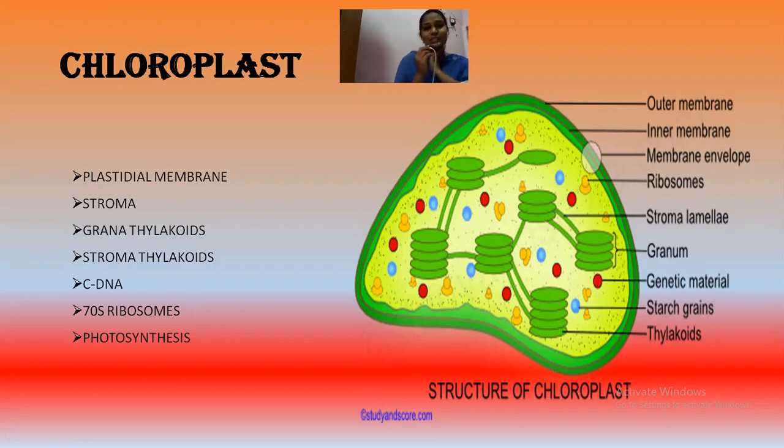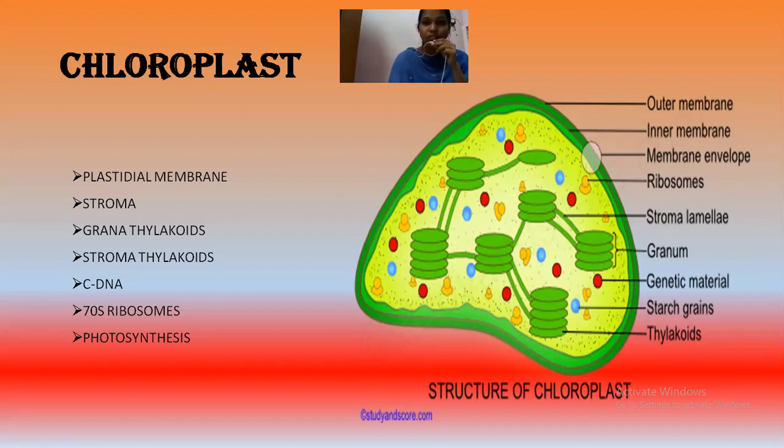What is photosynthesis? Photosynthesis is nothing but, by using light, the plant can synthesize its own food material with carbon dioxide and water as ingredients. We know very well about photosynthesis. So simply, once again, I am recapitulating the entire structure of chloroplast. The chloroplast is the cell organelle that is useful for photosynthesis.